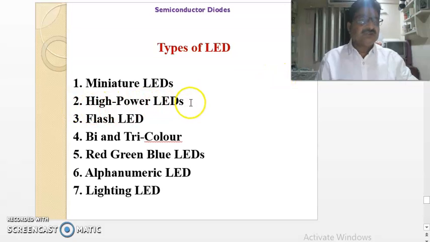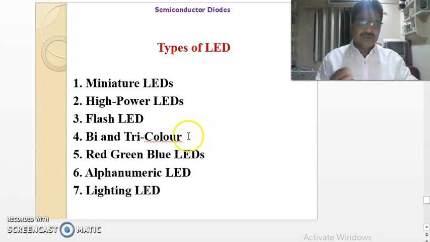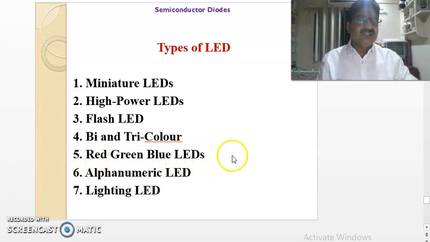High power LEDs, second one. Next one is flash LED, for flashing purpose. Bi and tricolor LEDs: depending upon the requirement, we can utilize them, bi means 2, tri means 3. Two colored LEDs are there, three color LEDs are available. As per our requirement, we have to connect them in the electric circuit. Red, green, blue LEDs. See now, different colors. RGB LEDs, or red, green, blue LEDs.